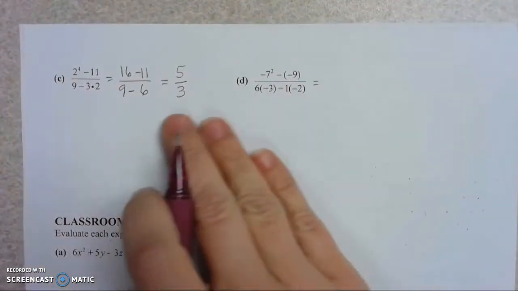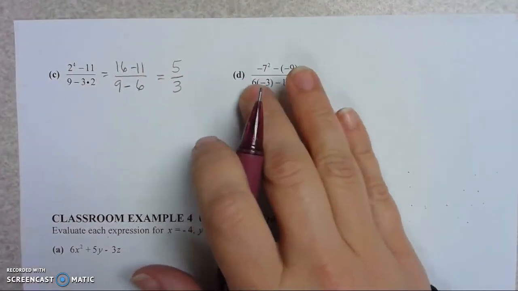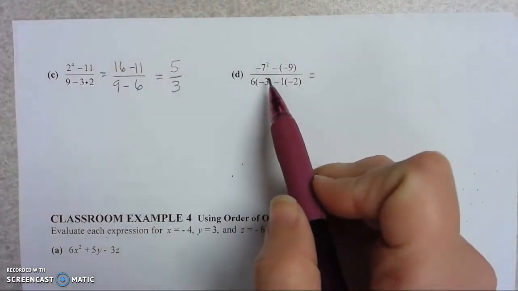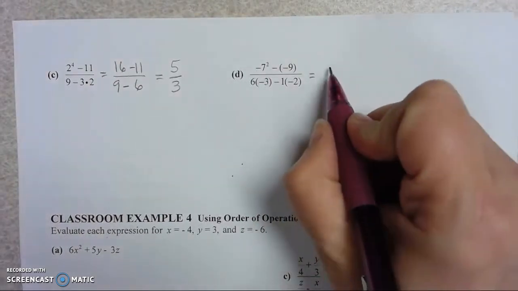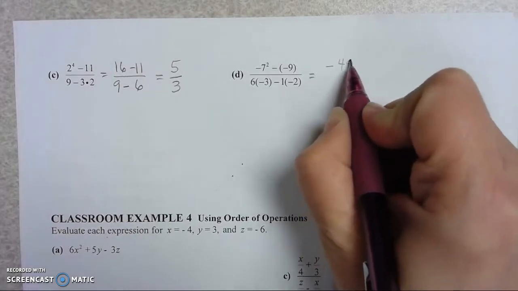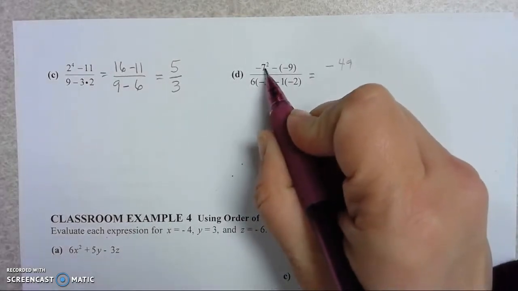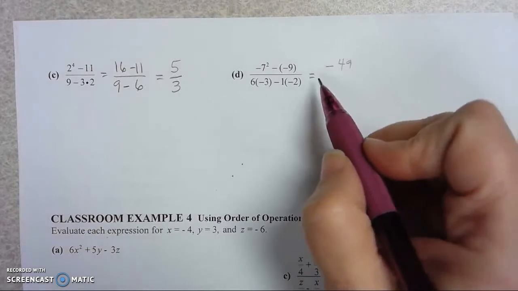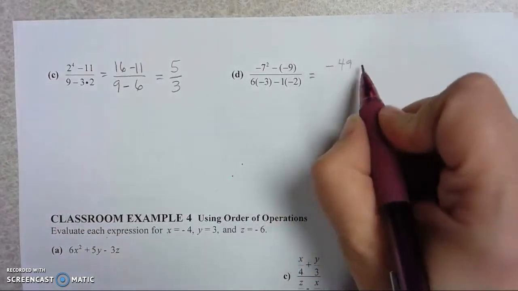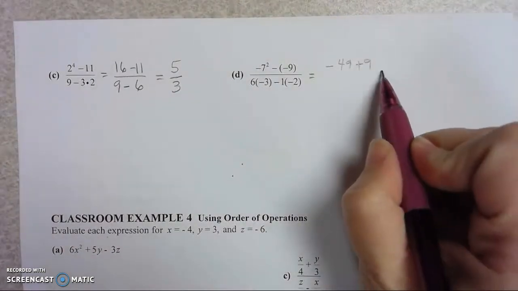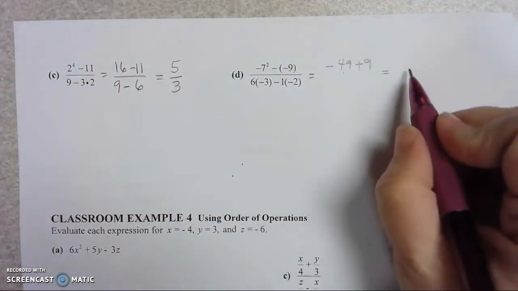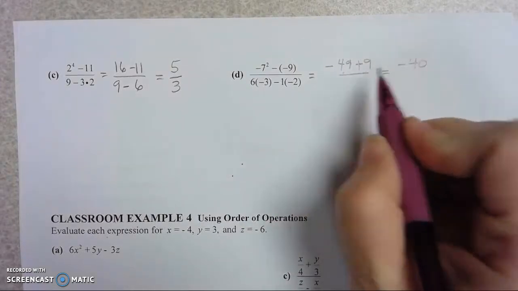another fraction, so I'm going to look at the top first. Negative 7 squared. Remember when we looked at exponents earlier that when you put this in the calculator, this would be negative 49. So it means the opposite of 7 squared. And then we have minus and negative, so that would become plus 9. Negative 49 plus 9 leaves us with negative 40.